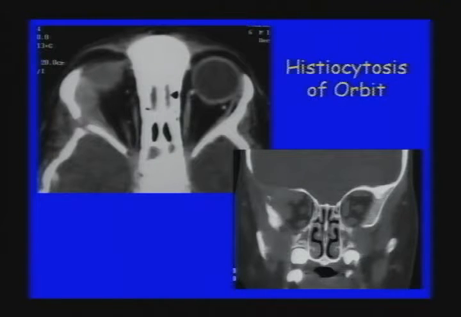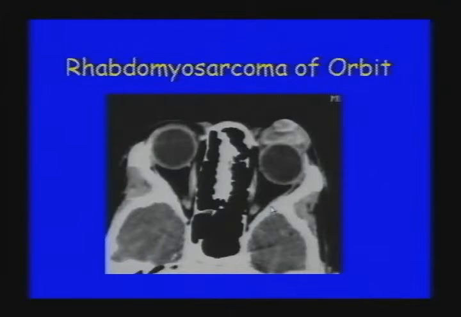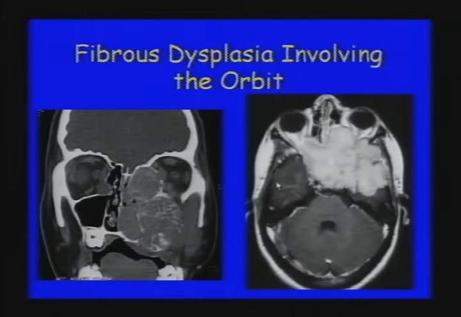Here's some examples of other tumors that we can see in the orbit. Here's another case of histiocytosis where we can see this irregular soft tissue mass centered on the lateral orbital wall. Here's a rhabdomyosarcoma of the soft tissues in the lid, actually, of the orbit, causing the globe to be pushed in. And here's a patient that has this large soft tissue mass with bony destruction involving the orbit, marked enhancement on post-gadolinium T1-weighted MRI images, and this actually turned out to be fibrous dysplasia.